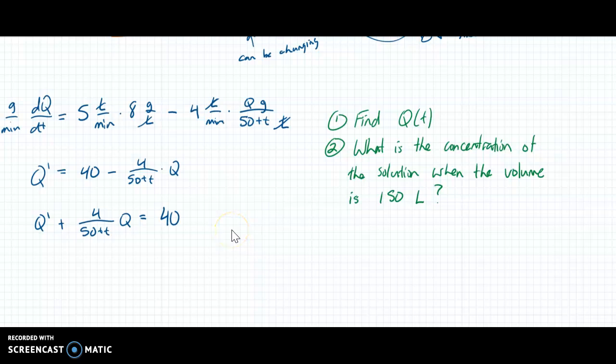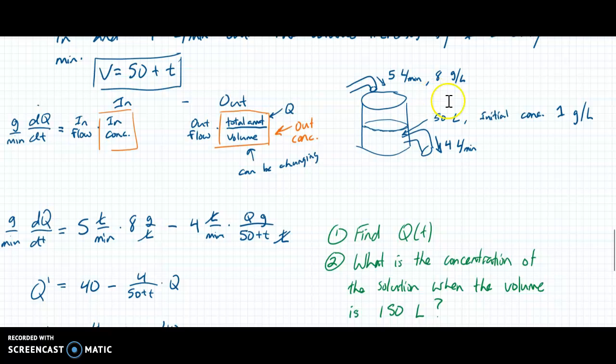Okay, second part of this video here. I realized at the end of the last video that I forgot to tell you what I wanted to know. So I want to find Q of t, just like we did in the first example, but I'm also asking you a question that's going to make you think through all the parts that we have here. And that is, what's the concentration of the solution when the volume is 150 liters? So I'd like you to think about that for a moment.